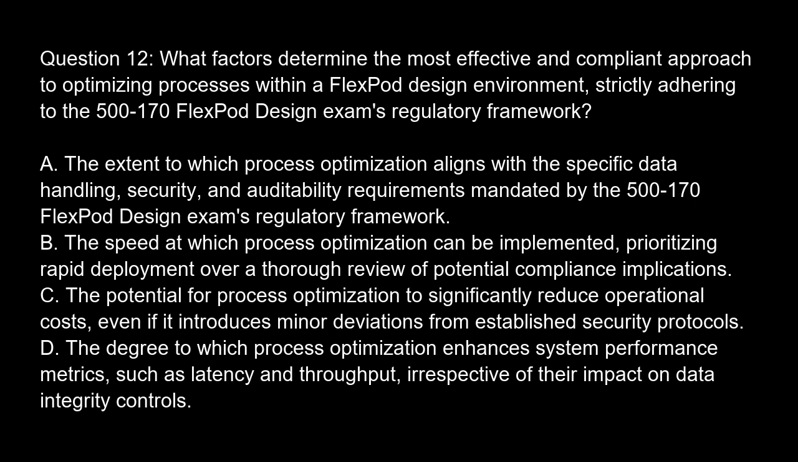Option B. The speed at which process optimization can be implemented, prioritizing rapid deployment over a thorough review of potential compliance implications. Option C. The potential for process optimization to significantly reduce operational costs, even if it introduces minor deviations from established security protocols. Option D. The degree to which process optimization enhances system performance metrics, such as latency and throughput, irrespective of their impact on data integrity controls.